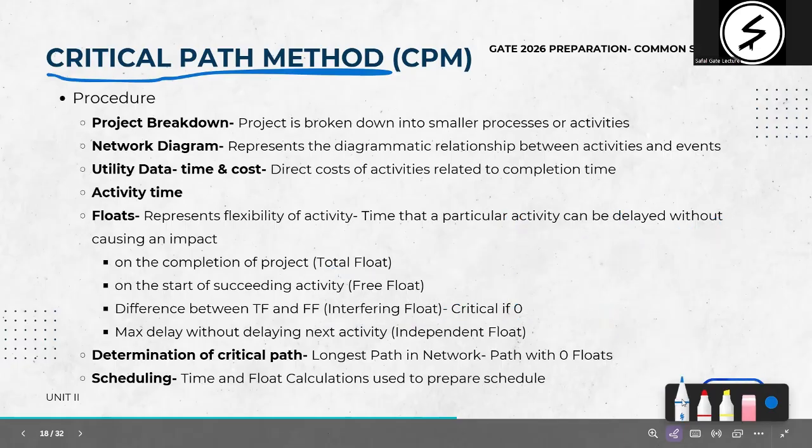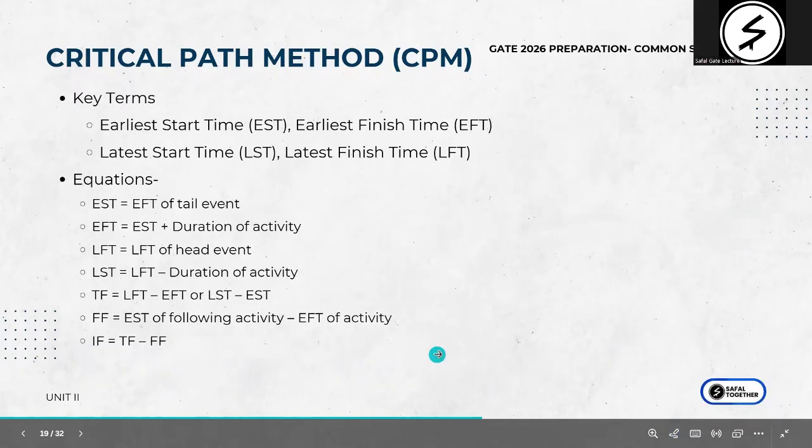So now we know what total float is, what free float is, and what interfering float is. Like I said, the determination of the critical path is based on the path with 0 float. It's usually the longest path in the network. For scheduling, you need time and float calculations, which are used to prepare a schedule. So this is how the entire procedure for the critical path method works. You will be able to understand this entire process when you actually solve a numerical, or a sum. So we'll be doing that today. We'll take a look at one particular sum and see how all of this comes into play. Practically, when you look at it, you'll understand it much better.